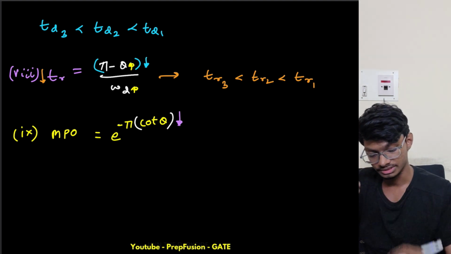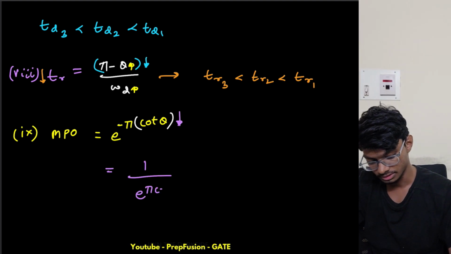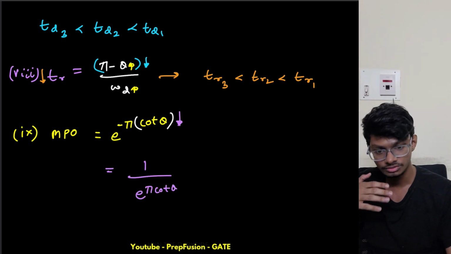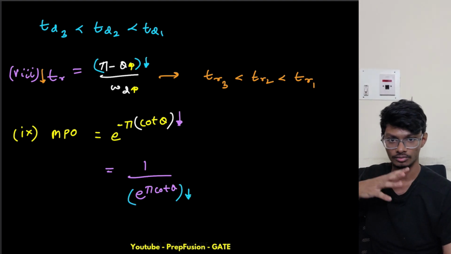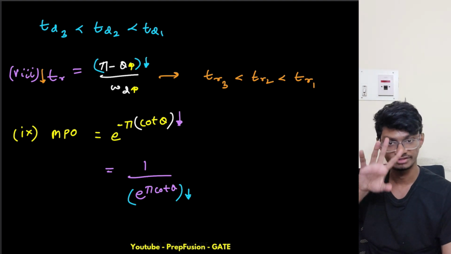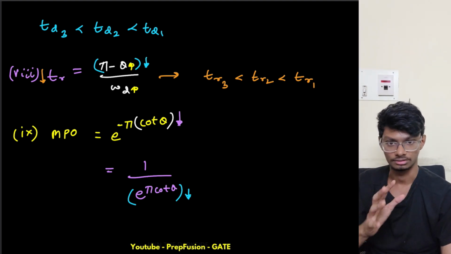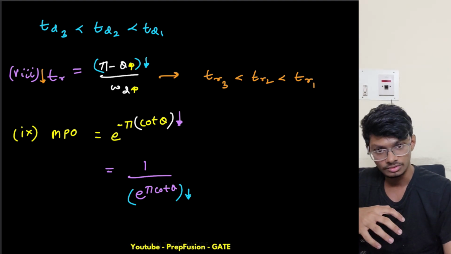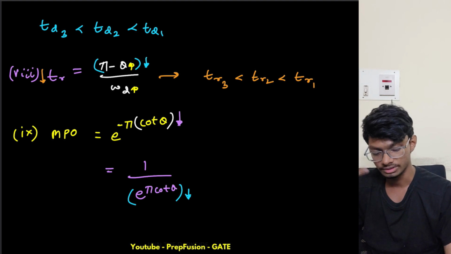Now, if this is reducing, then my exponential term is reducing. Let me write the negative exponential like this: e raised to power pi cot theta. If cot theta is reducing, this will also reduce. Something to the power is reducing, that power will also reduce if it is positive. So I converted it to positive to better explain it to you. The denominator is reducing, the numerator is constant, then the whole thing will increase, right?